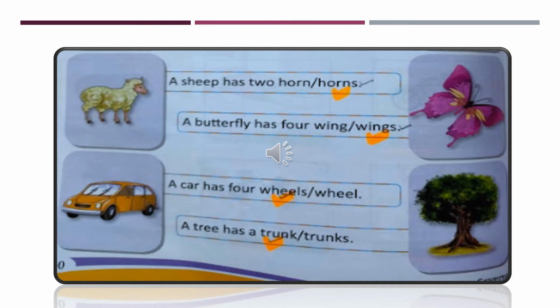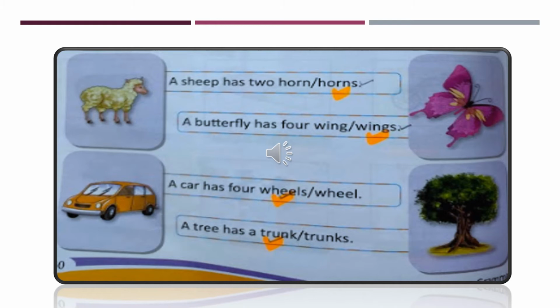A sheep has two horns. This is one sheep, which means sheep is one, but every sheep has two horns. So they are more than one. So these are plural. So we will tick horns.